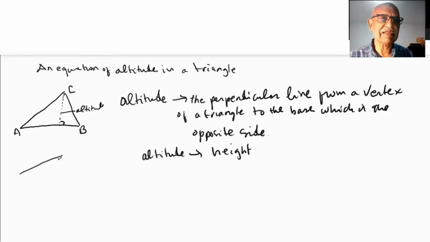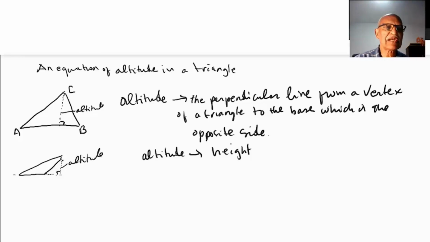If I have a triangle, it looks like this. So altitude for this triangle will be perpendicular, 90 degrees. I extend this one. This is my altitude. So altitude can be from any vertex. It can be from this vertex, from this vertex, or from this vertex. So altitude is a perpendicular line from a vertex of a triangle to the base, which is the opposite side. The base is the opposite side. So altitude is similar to height.